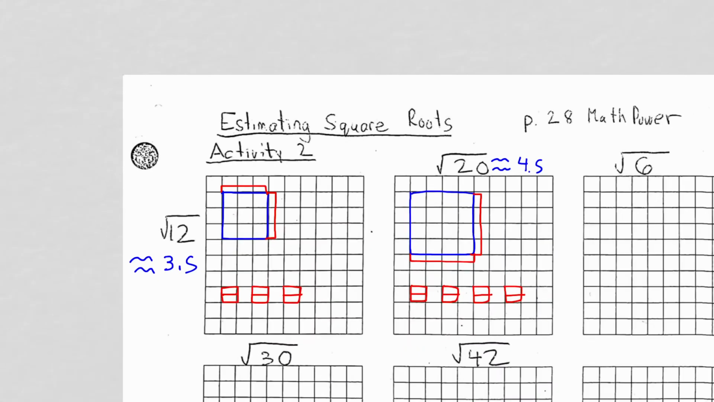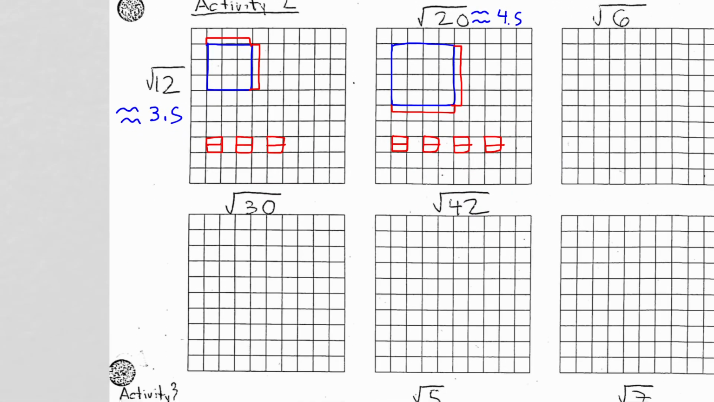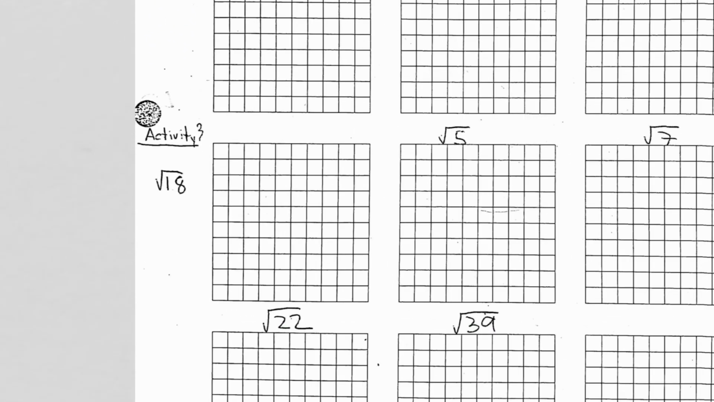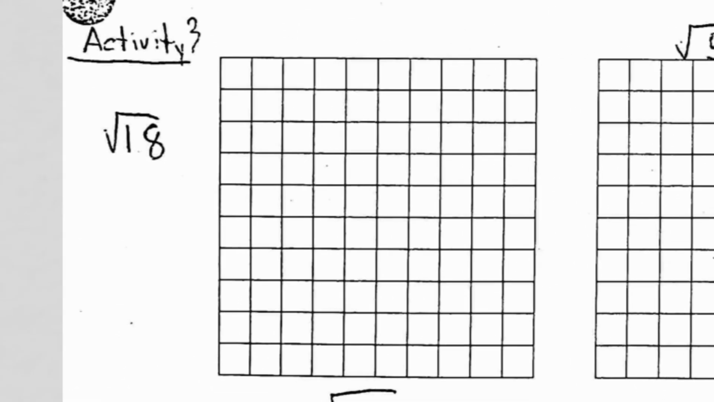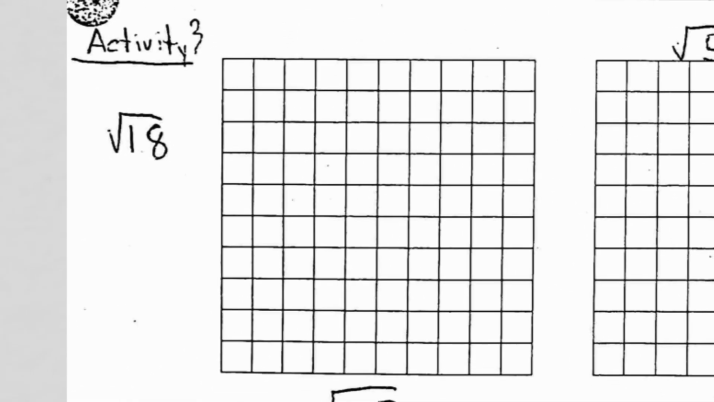Okay, let's do a couple more, but from this bottom activity, activity 3. Let's say I want to estimate the square root of 18. Well, the closest square below 18 is a 4 by 4 square. It's an area of 16. I want my shape to have an area of 18, which means I will have this time only 2 squares left over.